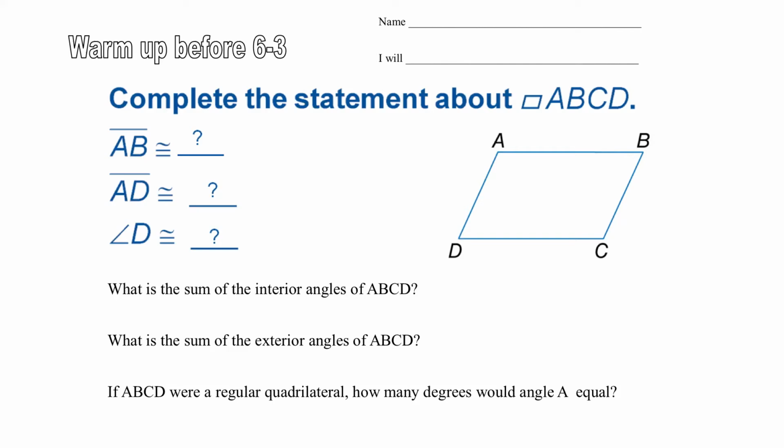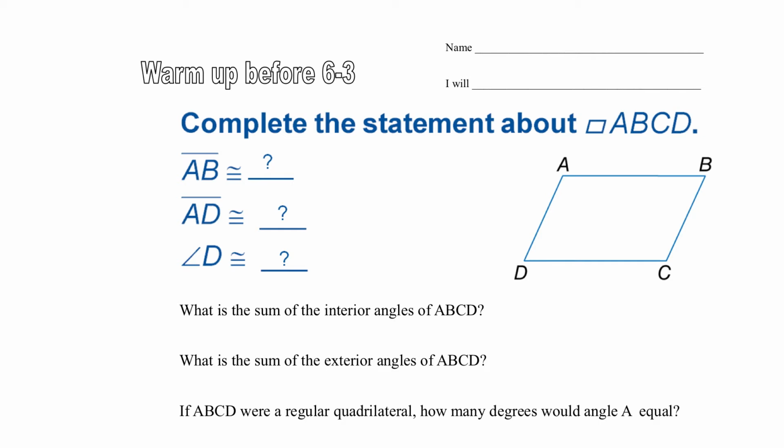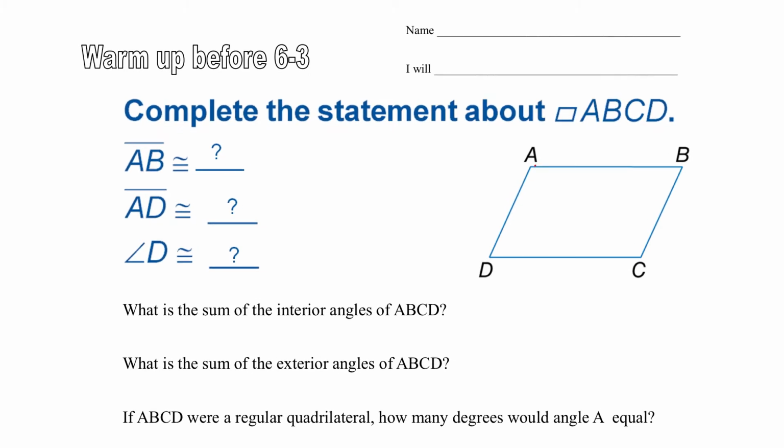All right. So again, we're talking about parallelograms today. So side AB is congruent to which side? CD. Okay, good. Because remember, in a parallelogram, opposite sides are congruent. So side AD is congruent to what? BC.